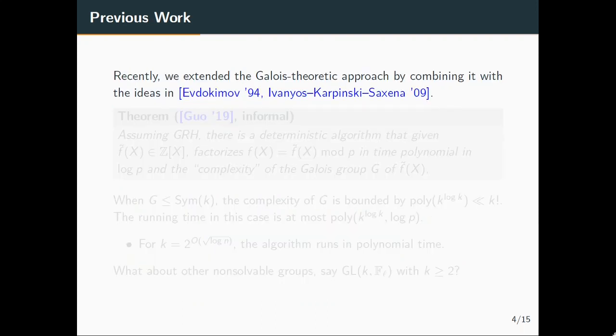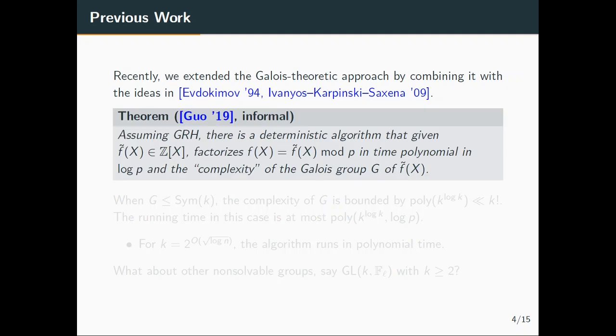Recently, in a previous paper, we were able to extend the Galois theoretic approach by combining it with the ideas in Evdokimov's quasi-polynomial time algorithm and its extensions in IKS. Here is the main theorem that we proved in that paper, stated informally. We showed that assuming GRH, there is a deterministic algorithm that, given the lifting polynomial f tilde x, factorizes f x in time polynomial in log p and the complexity of the Galois group G of f tilde x. Here the complexity of the Galois group G is a measure of how complex the group G is.